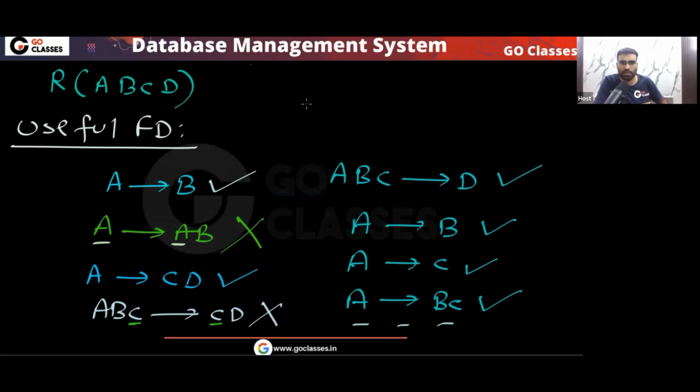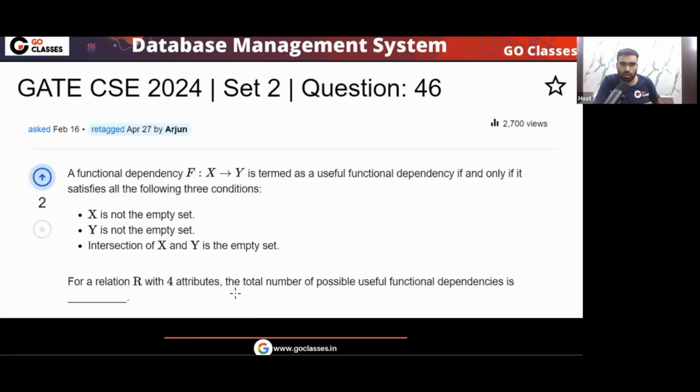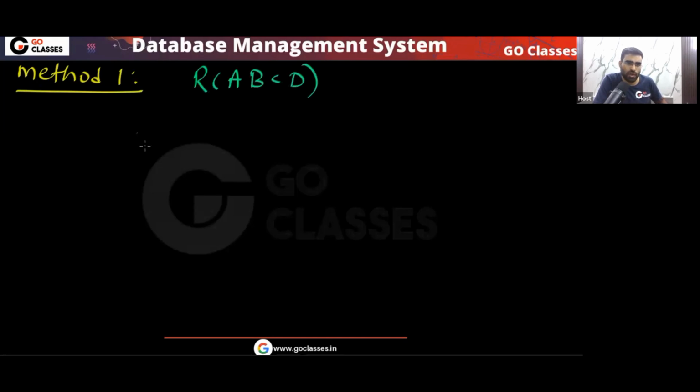So very simple point. Now let's count the total number of possible useful FDs for a relation with four attributes. This question we are going to solve by three different methods. Let me tell you all three methods one by one. So let's see method number one. This is an easy method. You have a relation A, B, C, D. There are four attributes and we need to count how many useful FDs are there.